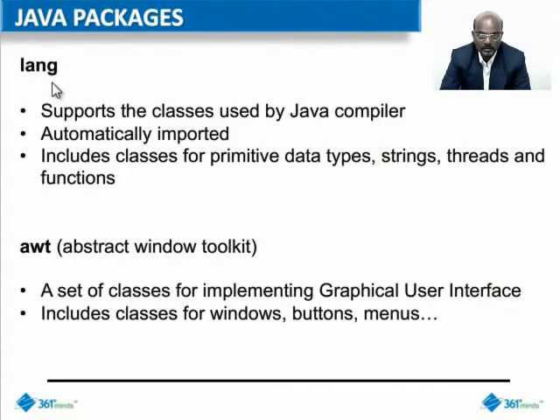Let's see these packages in detail. The lang package, as I've been telling you in the previous sessions, is a package that is imported automatically and that you don't have to import explicitly because it has the primitive data types, the strings, the threads, all included in this package. Also the compiler uses this package for compiling your program. Therefore, this is a very important package and it need not be imported. Java automatically imports it for you.